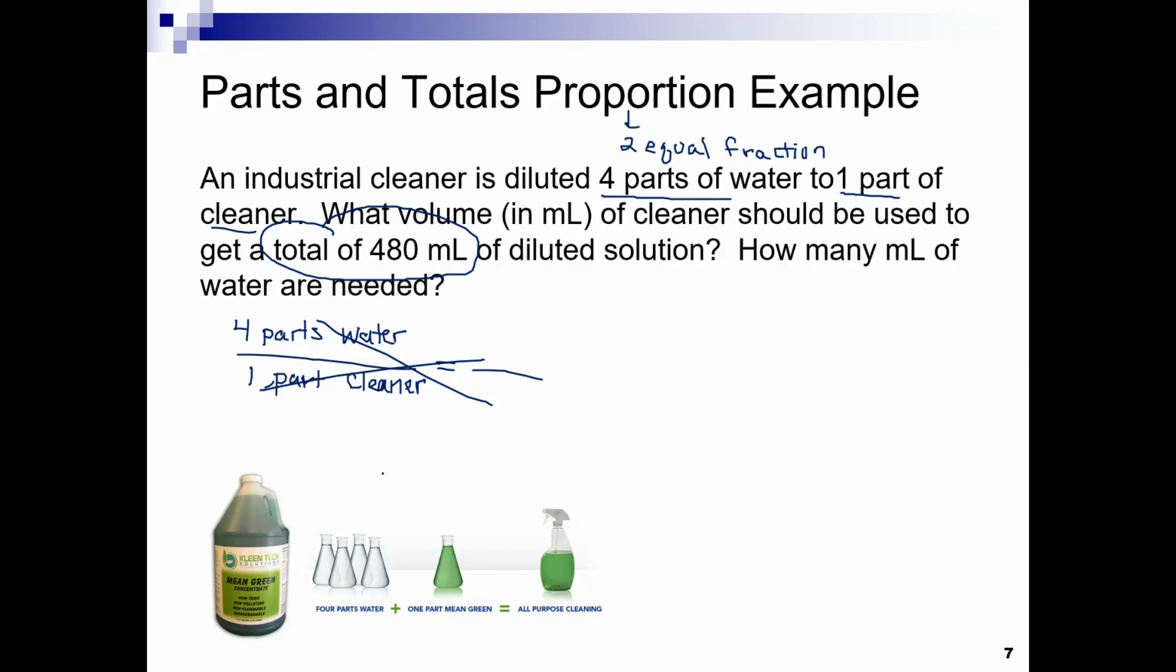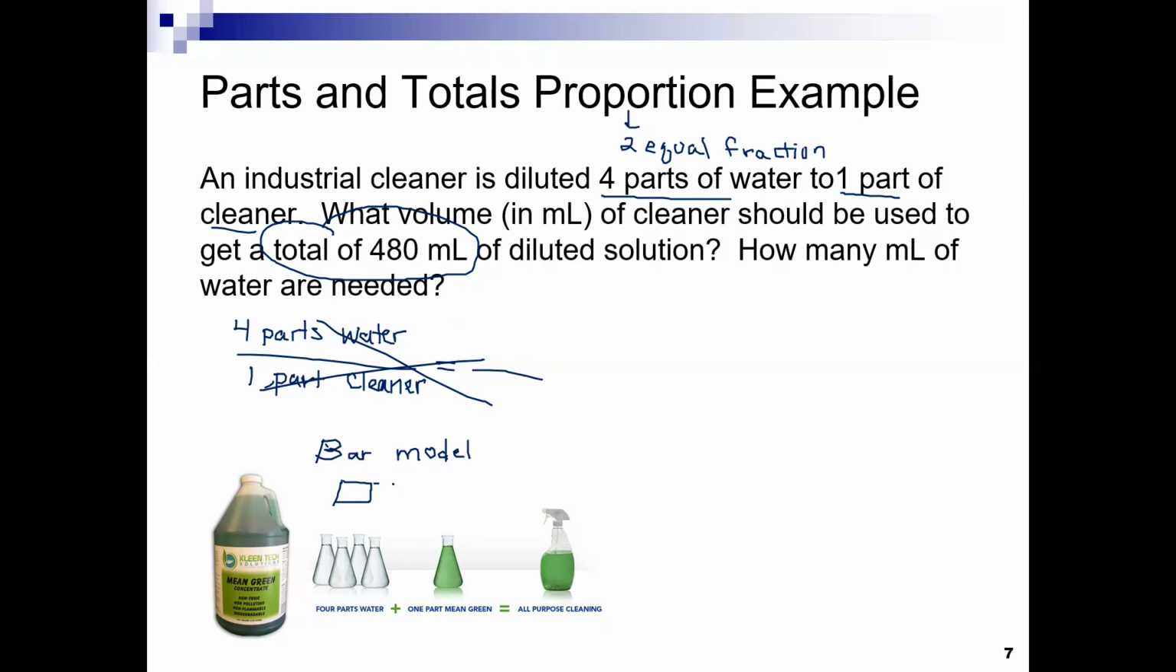So what I'm going to do instead is draw a bar model. And the bar model is similar to the image that I have down below here. A bar model is used to create the parts and total and see how they work together. So you see the dilution is modeled here with the flasks. There are 4 flasks of water, 1 flask of the cleaner, making the all-purpose mixture. A bar model is a much simpler drawing.